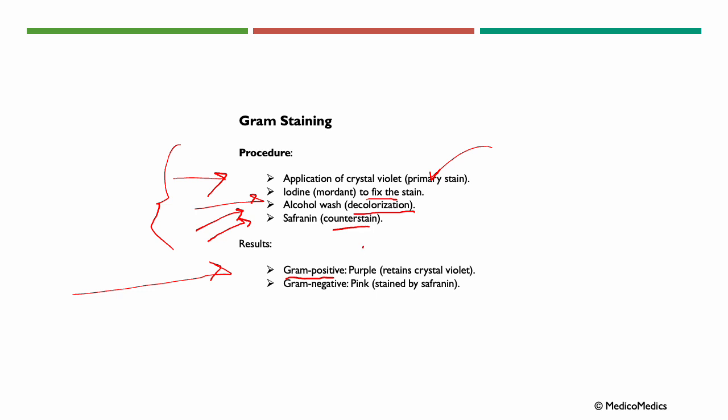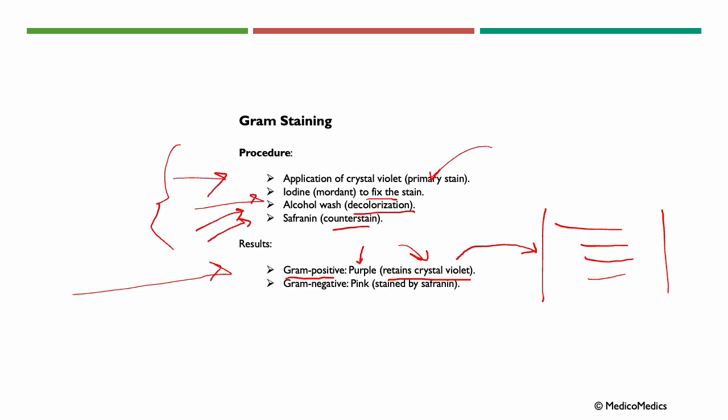Again, gram-positive turns purple or violetish, and that's because it retains crystal violet. And this is the high-yield question. Why is it retaining it? Or how is it retaining it? Exactly, because of the thick peptidoglycan layer.